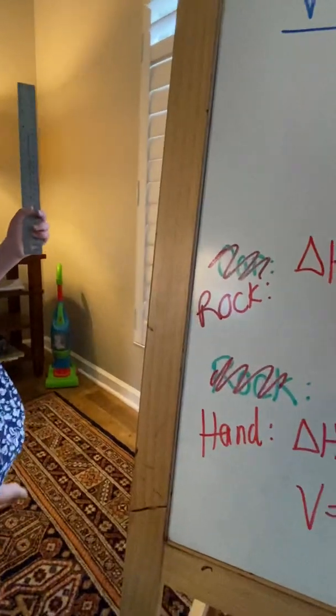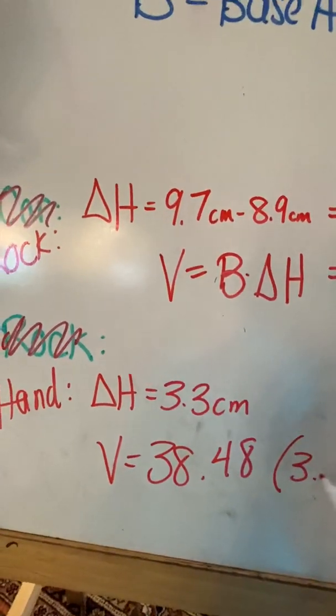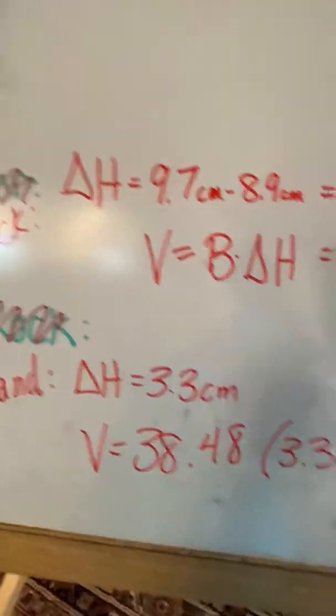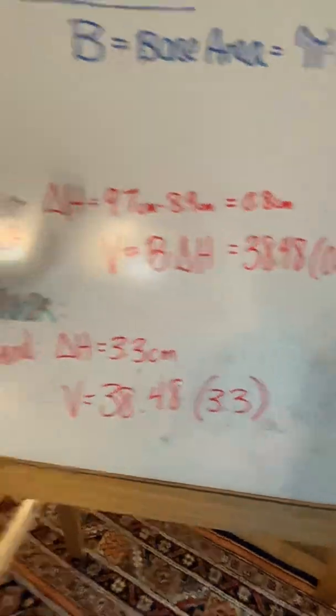Okay, so we're doing our base area again times our change in height. I just measured the distance between those two markings this time. Let's see what the volume of your hand is.